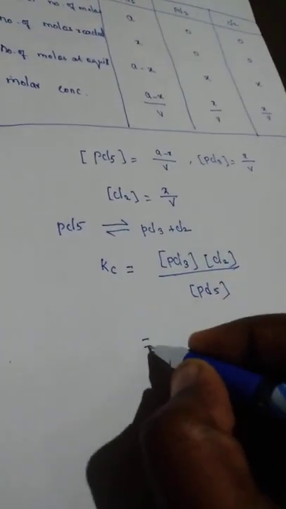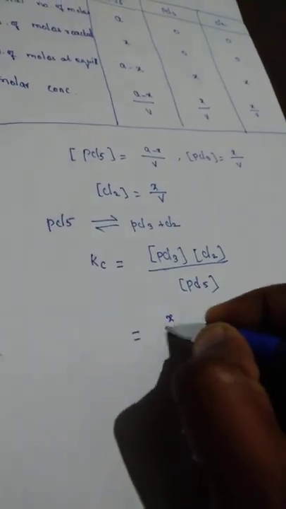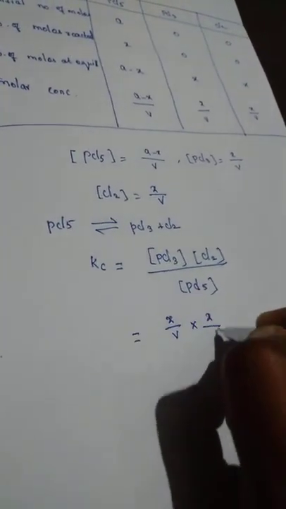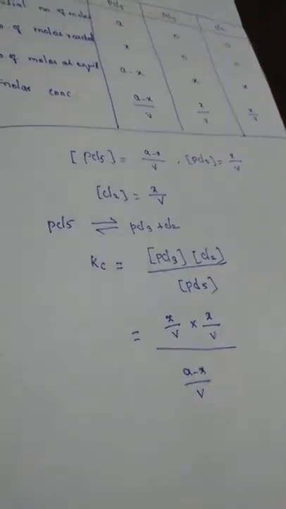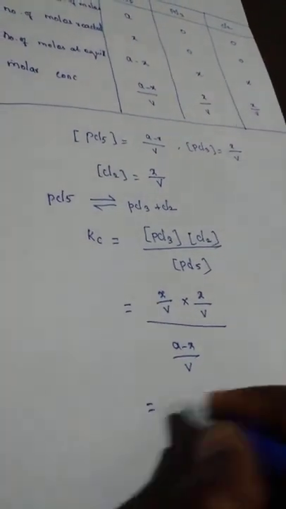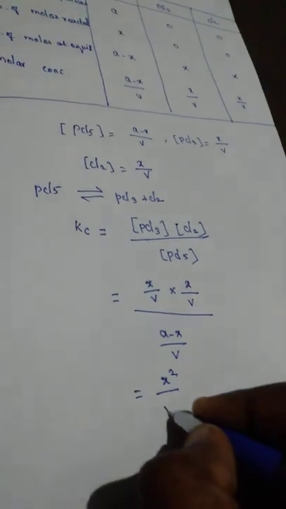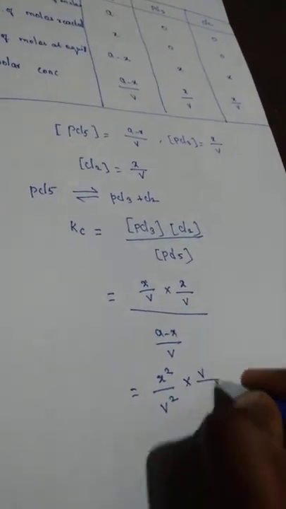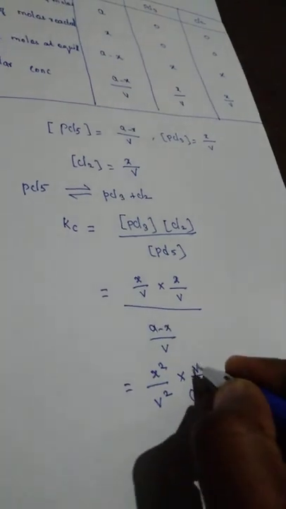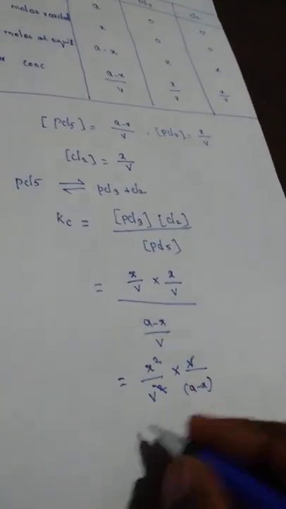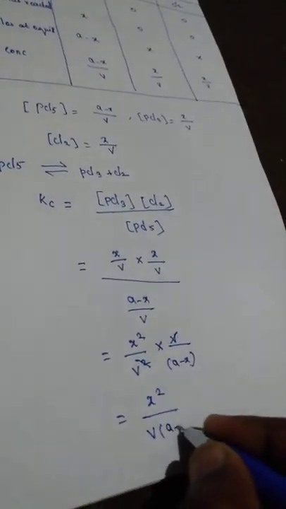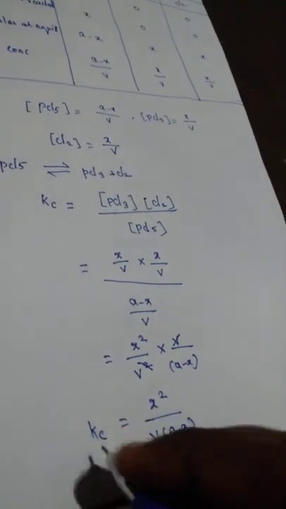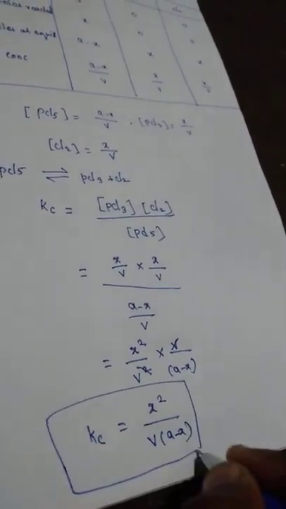Can you tell the concentration values? First PCl3: X divided by V; chlorine: X divided by V; divided by A minus X divided by V. Understand? You can simplify this value: X squared divided by V squared into V divided by A minus X. You can cancel this V and one V. So the answer is X squared divided by V into A minus X. This is the Kc value. Understand? Any doubt? Okay, then in the same way you can calculate the Kp value.